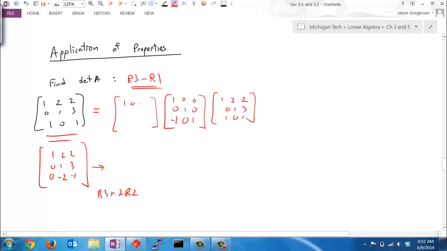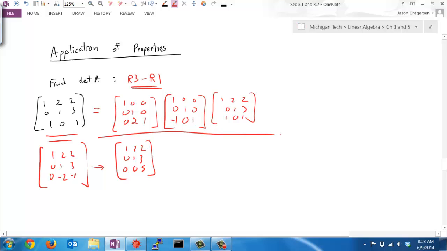R3 plus 2R2. So, to do that one, I'm going to do the same thing to identity. R3 plus 2R2 would be a 2 here. That matrix should do the same operation. And if I actually did that row operation here, I would get 0, 1, 3, 0, this plus 2 of that, 5. Good, like that. So what that means is if I do this product, I should get to this thing.